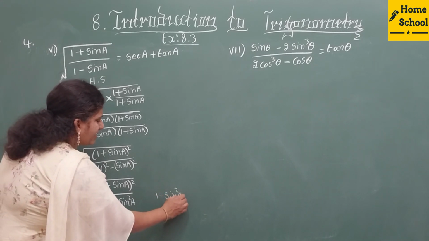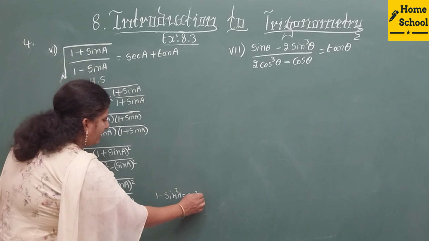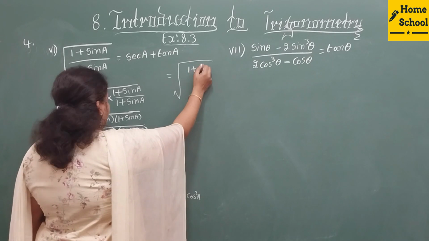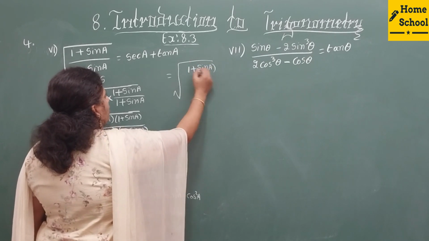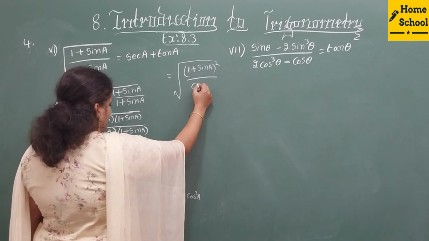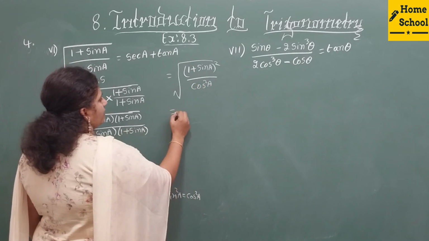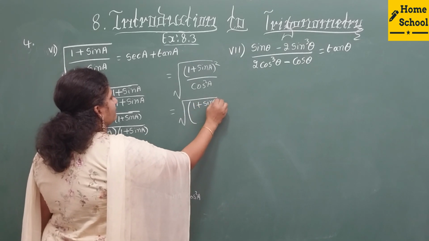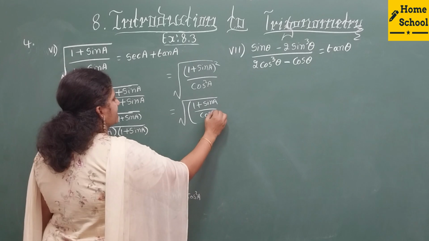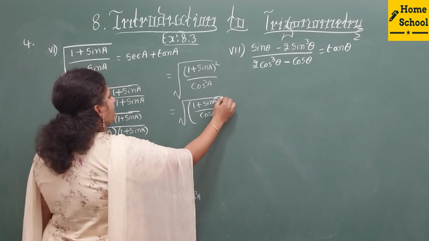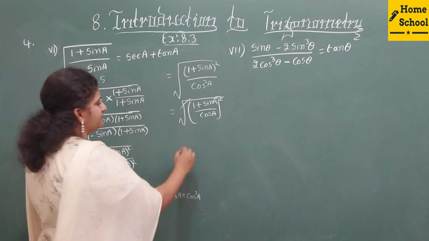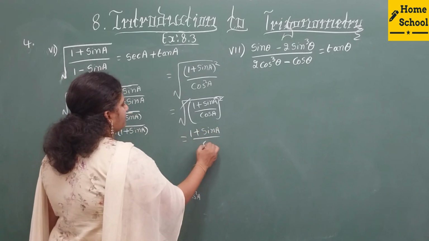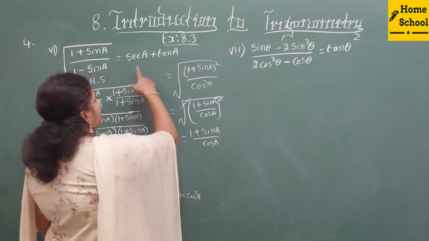1 minus sine square A is nothing but cos square A. Write that one: square root of (1 plus sine A) whole square by cos square A. Now the whole square, write the full set: (1 plus sine A by cos A) whole square. This square root cancels. 1 plus sine A by cos A. What is your RHS? Something there.